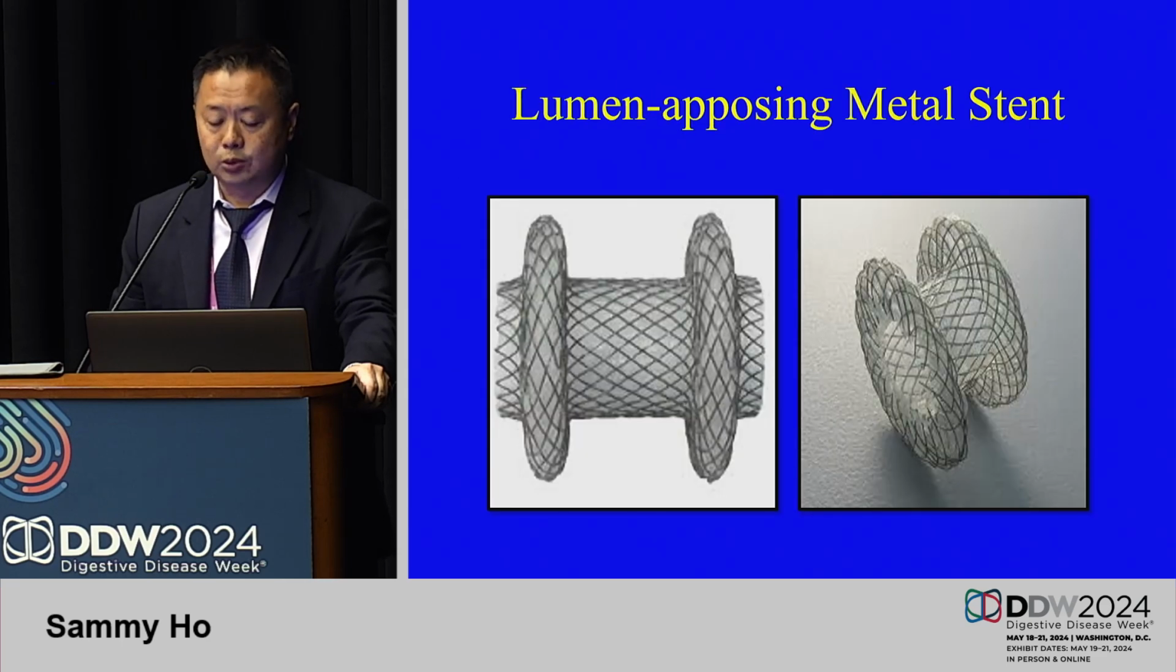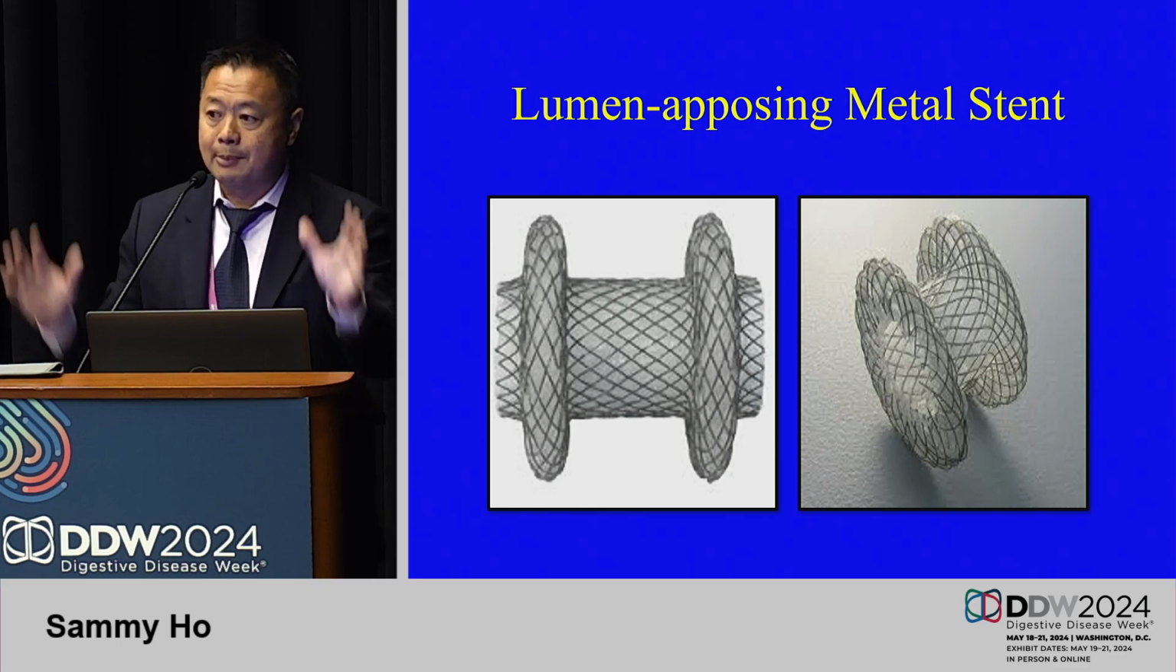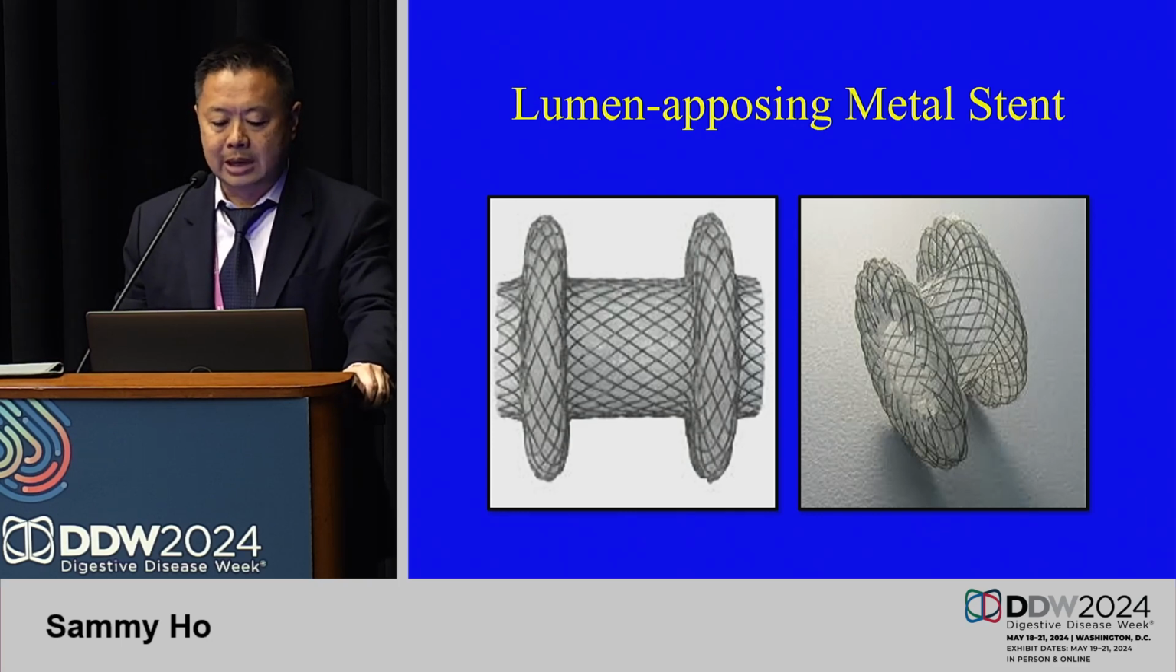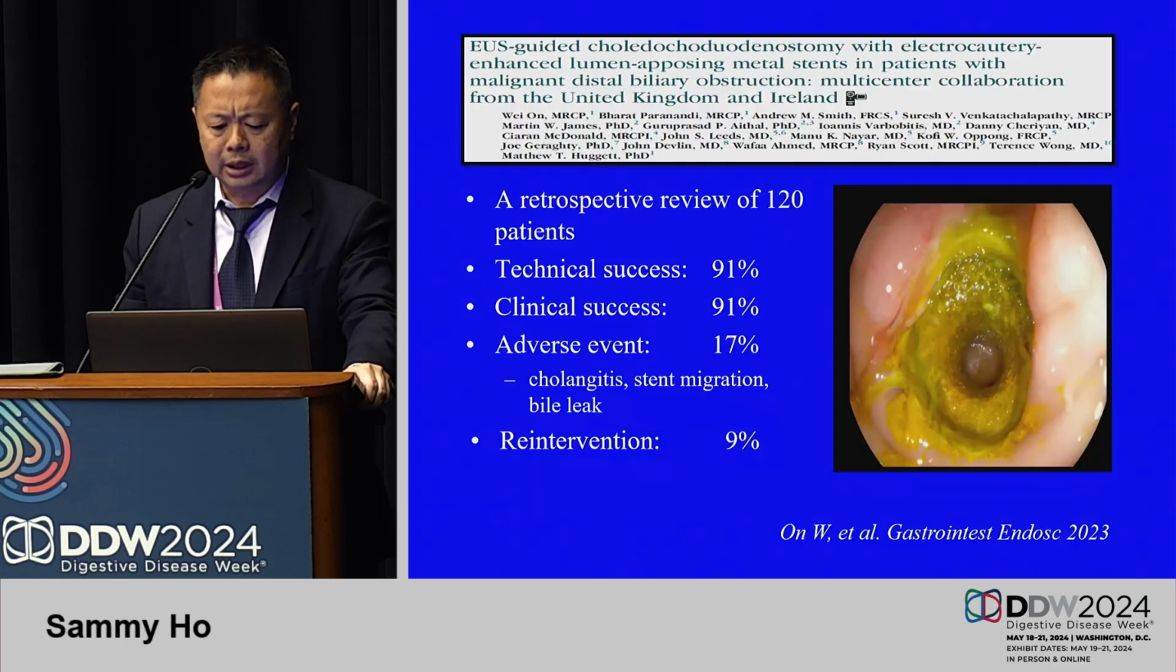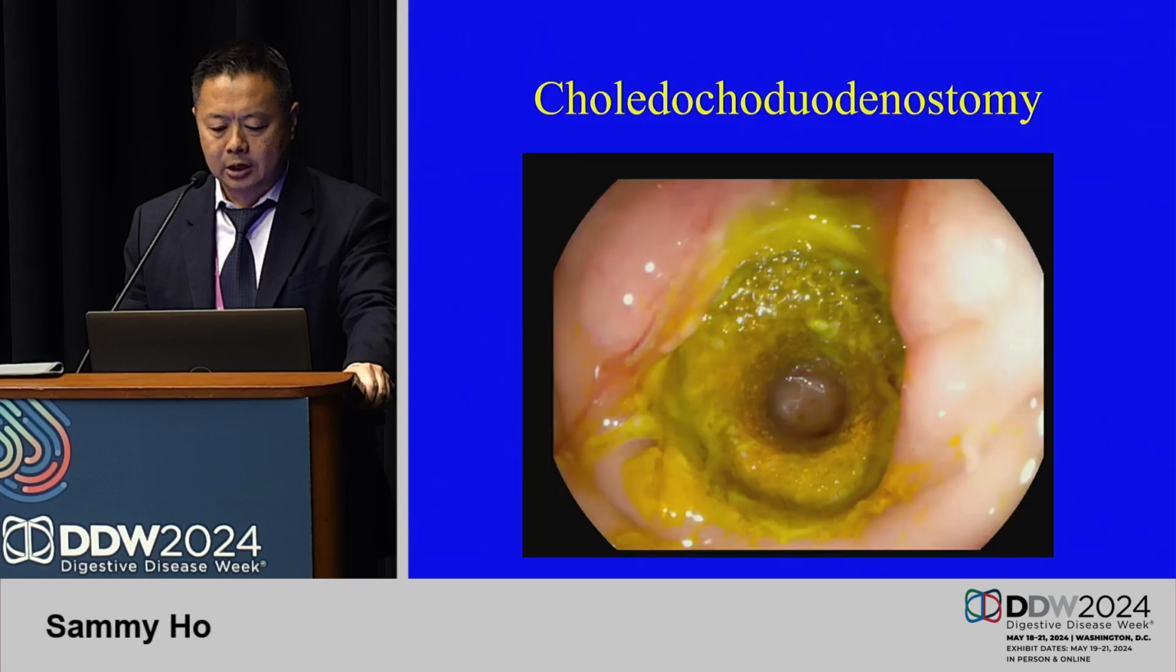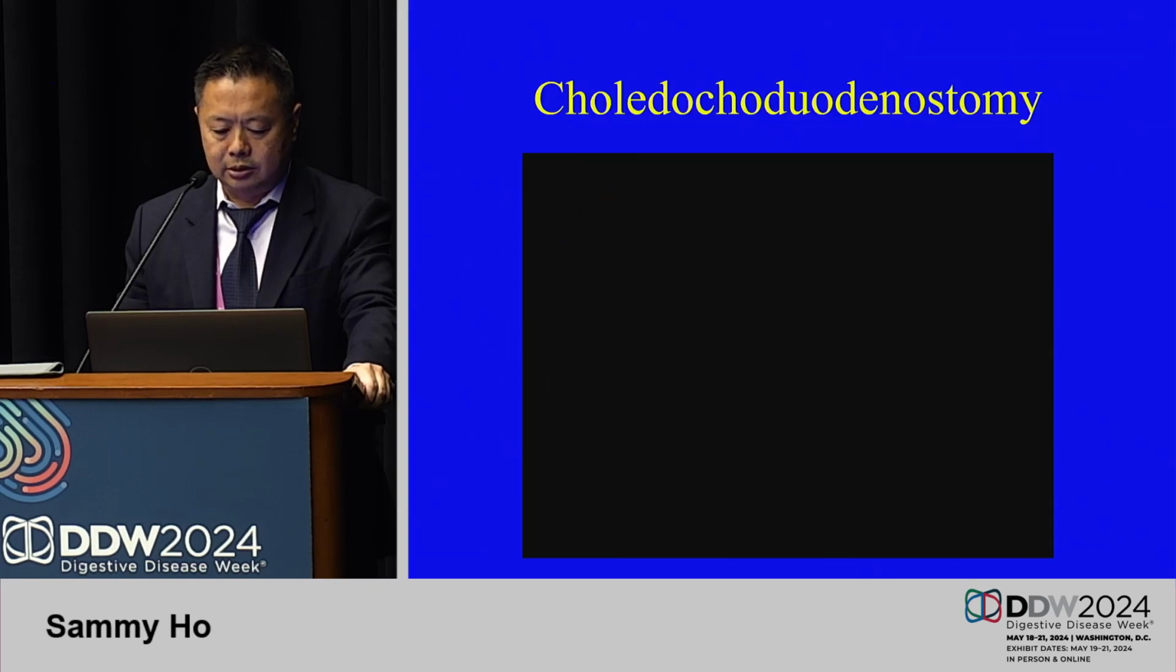Most of the time these days, we drain the biliary tree via a stent that is called a lumen opposing metal stent. It really creates a good apposition between the two lumens to minimize the risk of bile leak. There have been numerous studies looking at this, but the conclusion is that this stent is very effective in making this fistula between the bile duct and the lumen of the GI tract with high technical success and clinical success and minimal side effects.